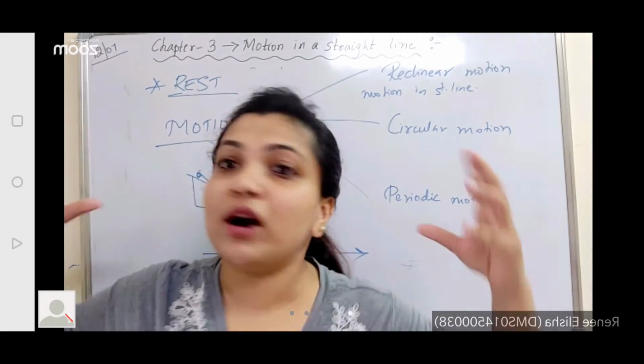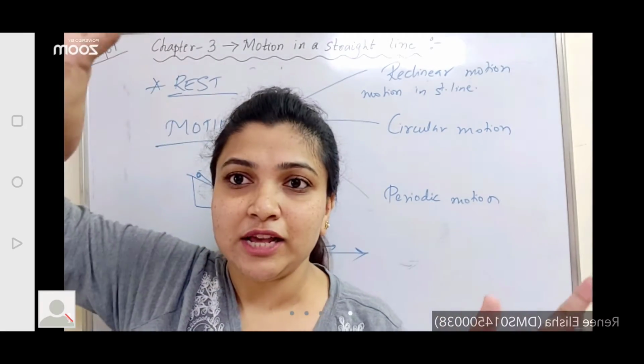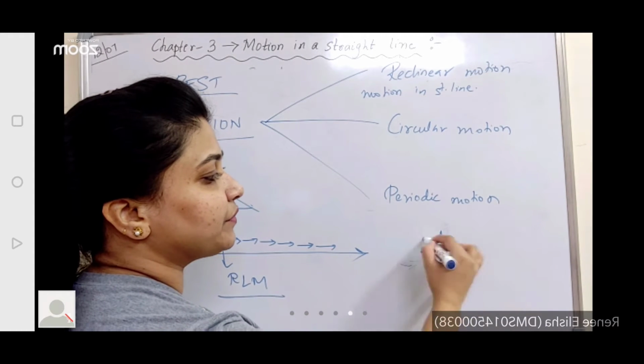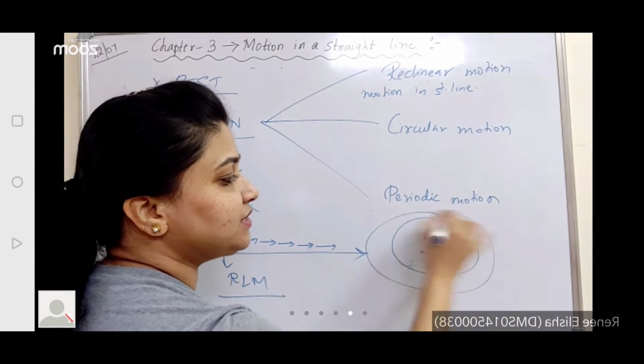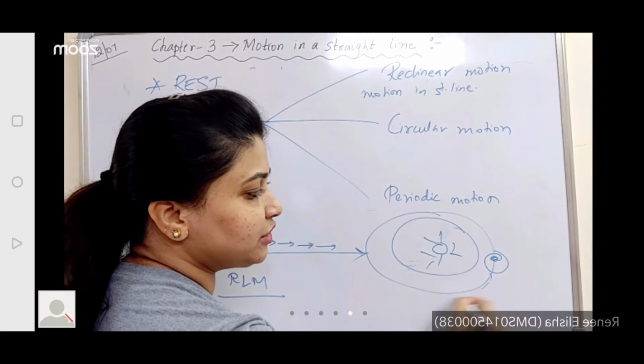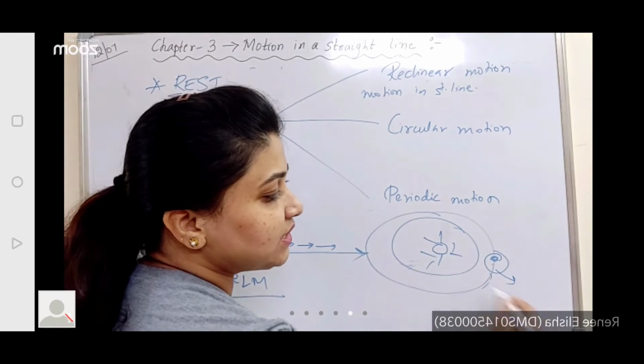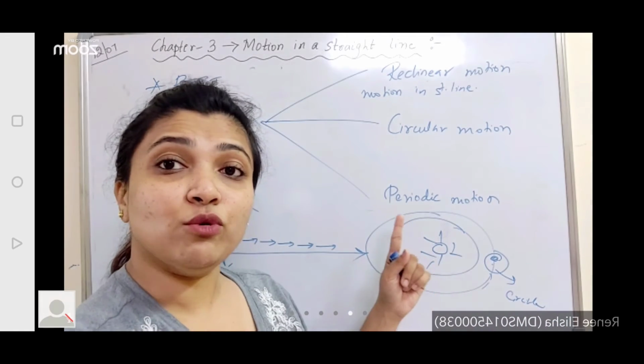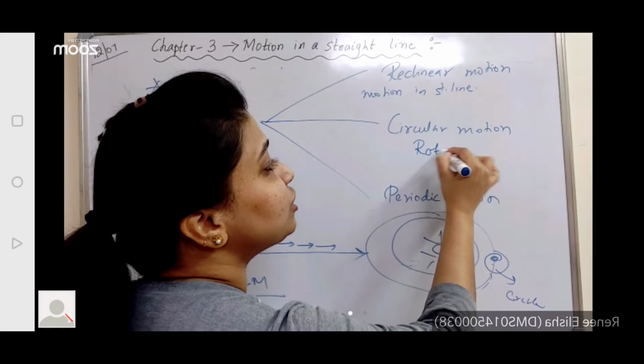Now I can say that Earth is revolving around the sun. So how is Earth revolving around the sun? Suppose this is the sun here, and these are its orbits. So this Earth, which is here, is revolving around the sun. So this is said to be circular motion. Then, along with circular motion, we have something called rotational motion also.